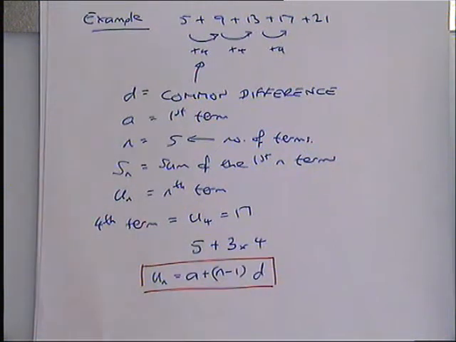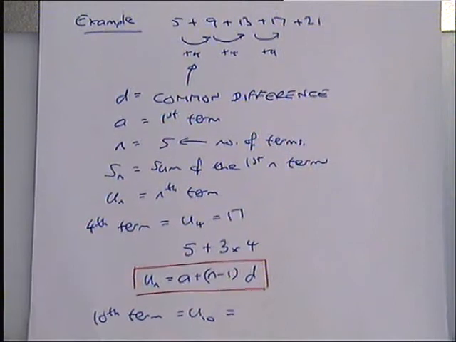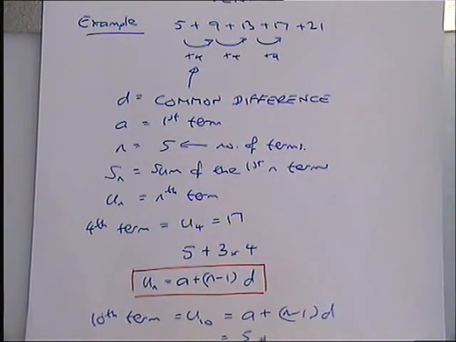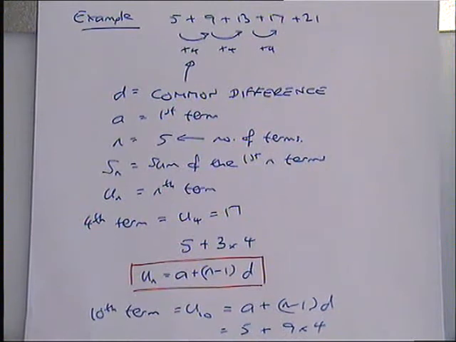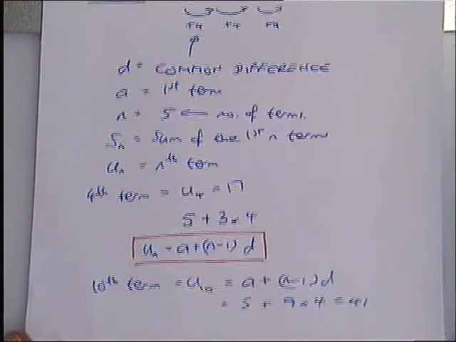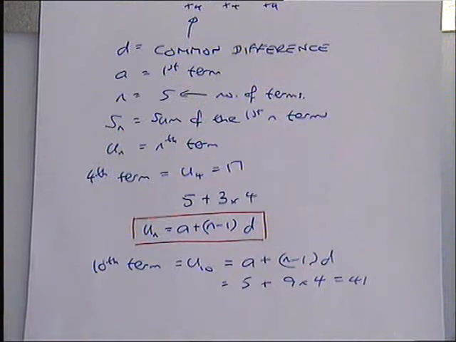So for this number pattern that's still at the top of the board, if I wanted to know what the 10th term was, if I in other words wanted to know u10 without going all the way through the list, it's just going to be a plus (n minus 1)d. It would be 5 plus 9 lots of common difference. And 9 fours are 36 plus 5 is 41. So I could tell here that the 10th term would be 41.